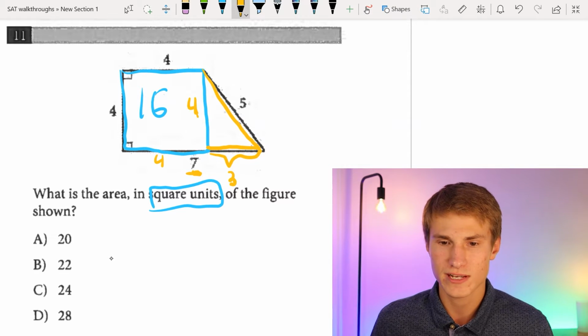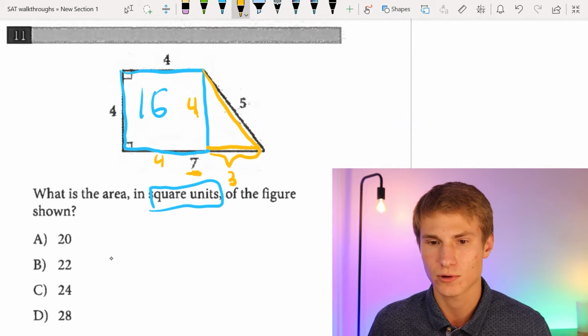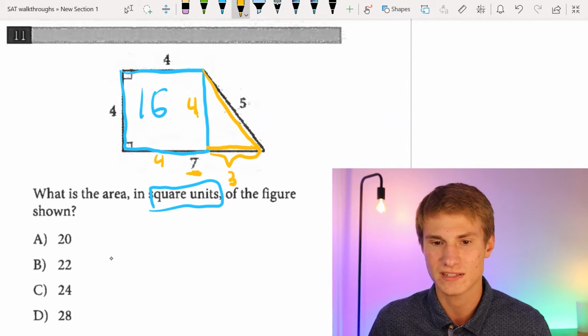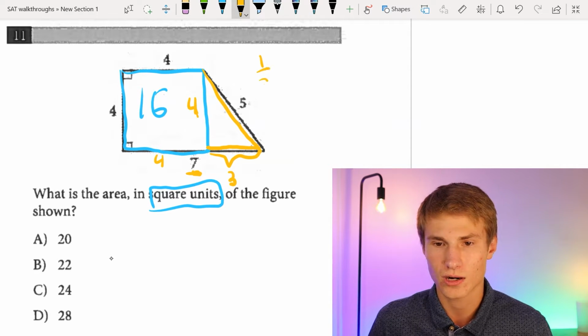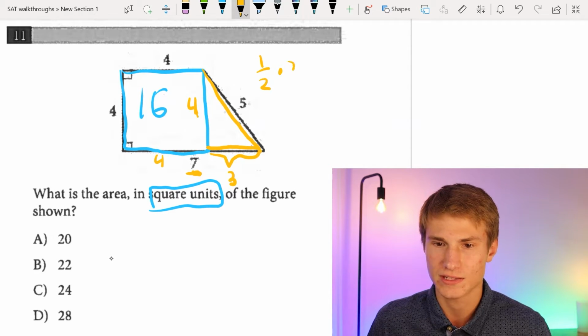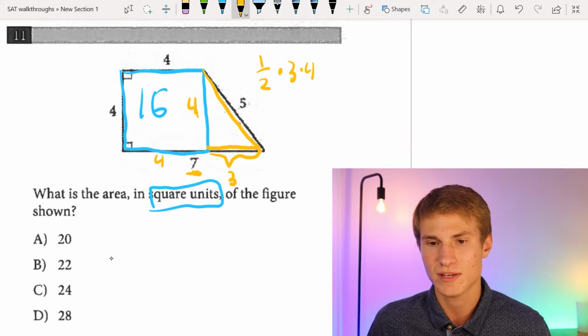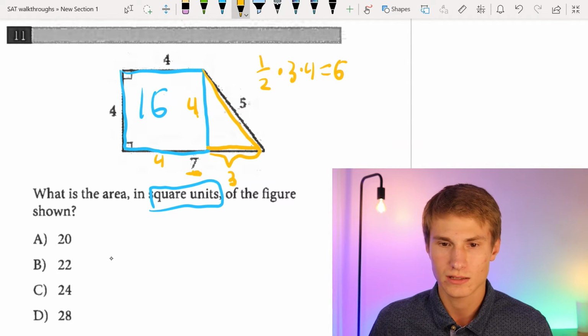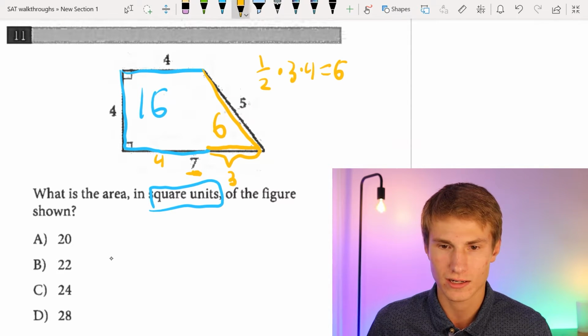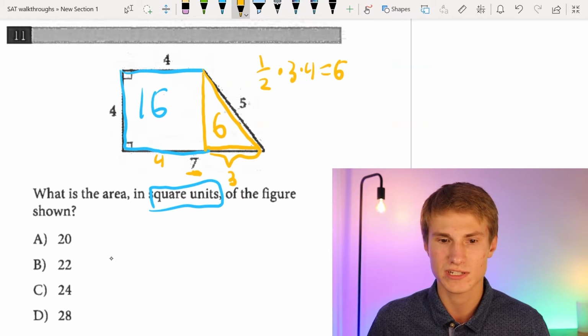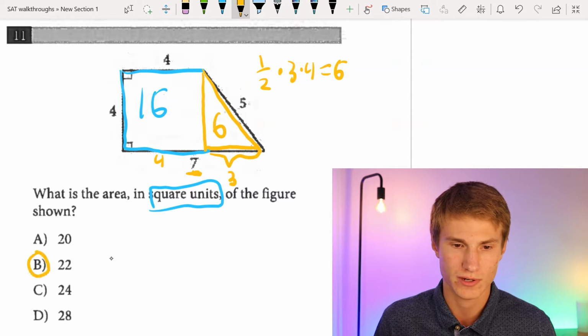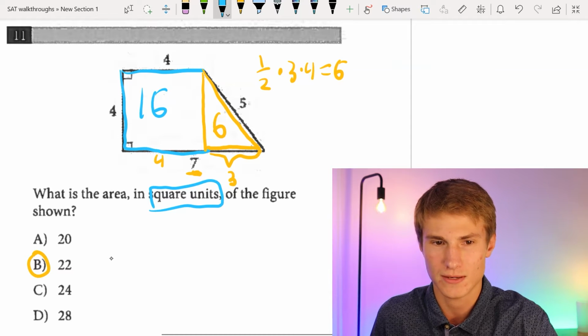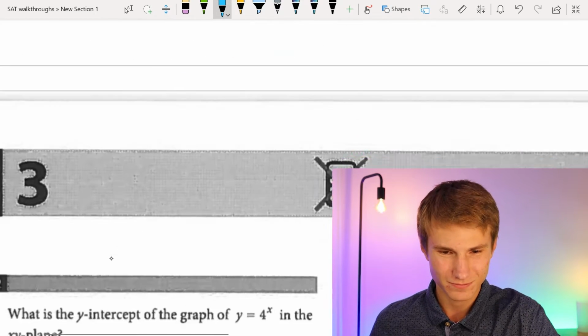So now we have 3 as our base, 4 as our height. We know that the formula for the area of a triangle is 1/2 base times height. So to solve for our area, we do 1/2 times our base of 3 times our height of 4. That's going to be half of 12, which will give us 6. Okay, so now we have our areas: 6 and 16. We just add those two areas together, and we get 22 as our answer. So our answer for 11 is going to be B. All right, moving on to number 12 now.